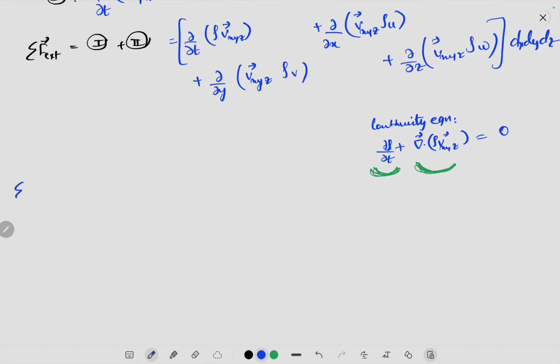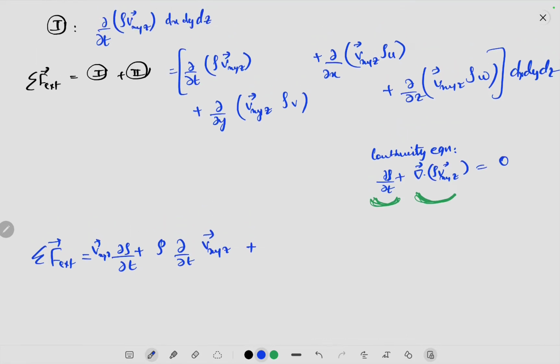So summation over f external is equal to del rho by del t vxyz plus rho del by del t vxyz plus, now see, we want divergence over rho v, rho and v.